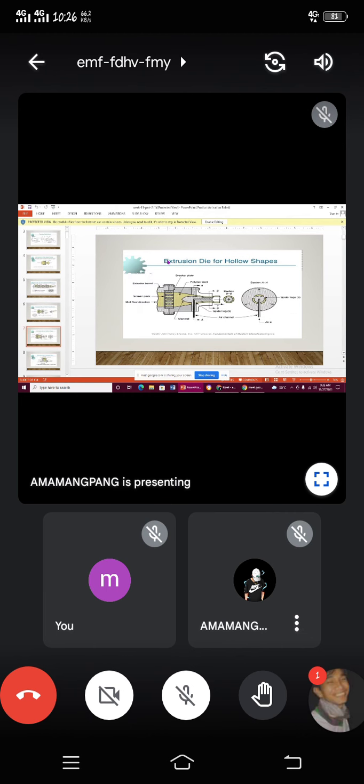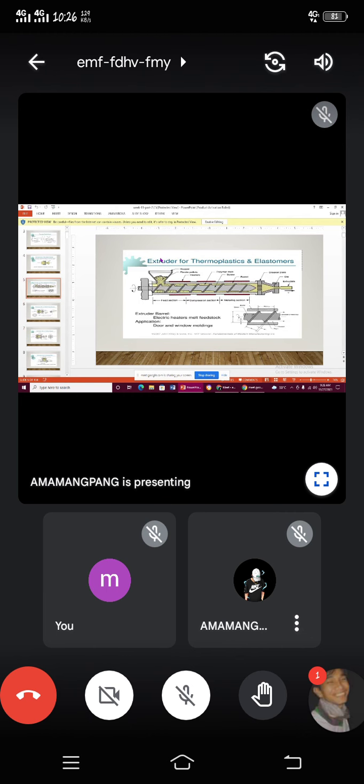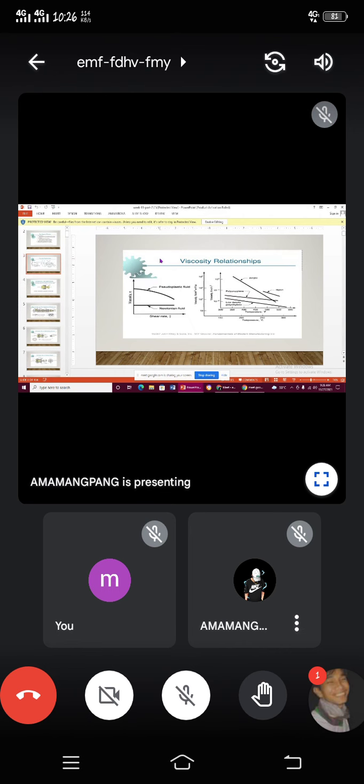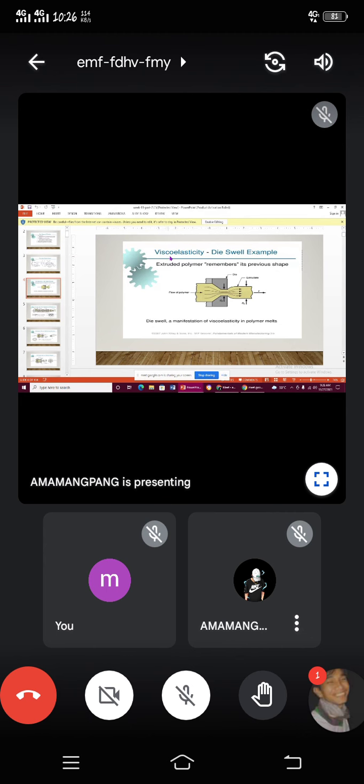So next is the viscoelasticity die swell example. So the extruded polymer remembers its previous shape. So this swell is a manifestation of viscoelasticity in polymer melts. So this is the flow of polymer through the die. So the extrudate swells. So this is the die, the viscosity, the viscoelasticity.